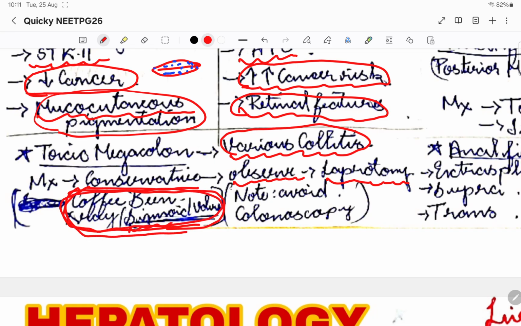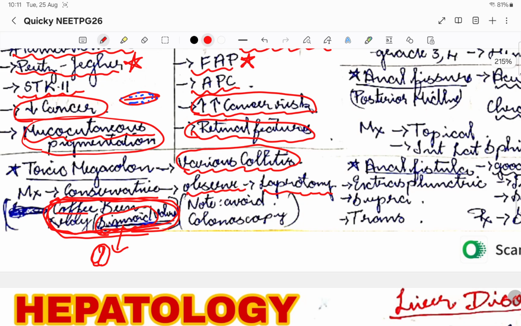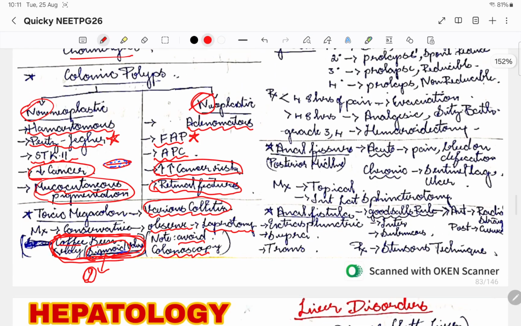Here the sigmoid colon is being inward. So if the sigmoid colon is inward, we'll get to see a coffee bean like appearance. Okay, so the sigmoid will look like a coffee bean. So just go see an X-ray of it. Okay, so please note, colonoscopy should be avoided in toxic megacolon. It might exaggerate the symptoms and it might become an emergency.